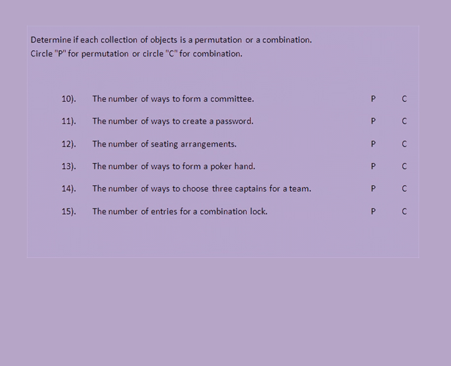Alright, looking at this one, we're saying if it's a permutation or a combination. Remember, permutation means that order matters. Combination means that order does not matter. So things that order would matter in would be like finishing in a race.